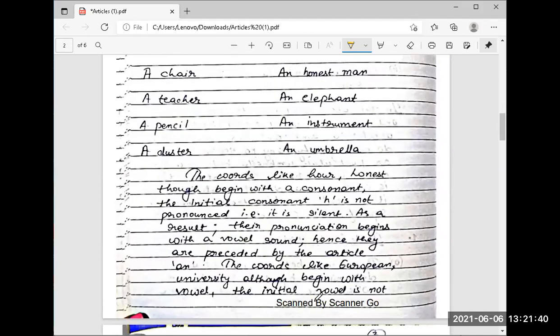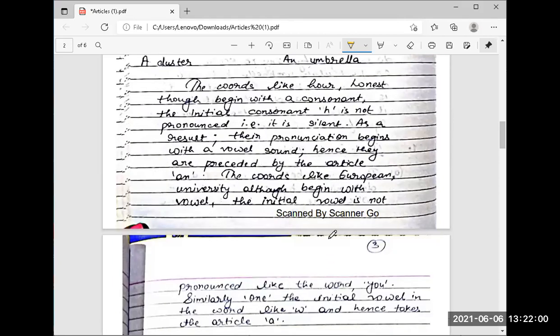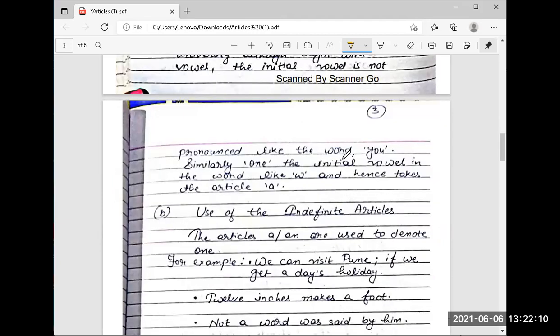Now, the words like hour, honest, though they begin with a consonant, the initial consonant H is not pronounced, that is, it is silenced. As a result, their pronunciation begins with a vowel sound, hence they are preceded by the article an. The words like European, university, although they begin with a vowel, the initial vowel is not pronounced like the word you. Similarly, one, the initial sound is like W.